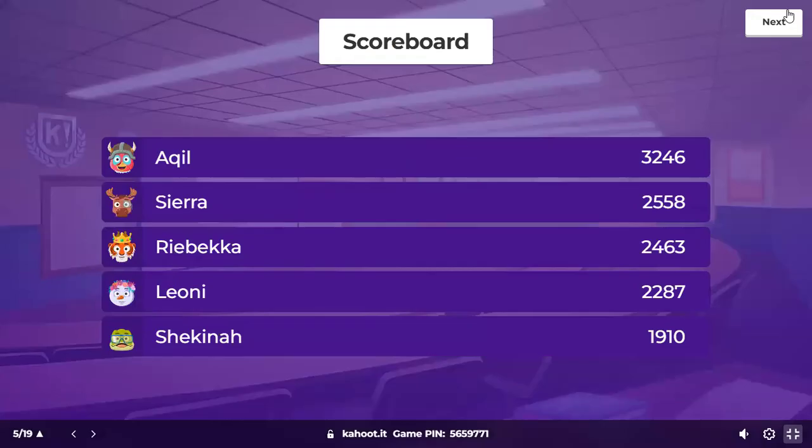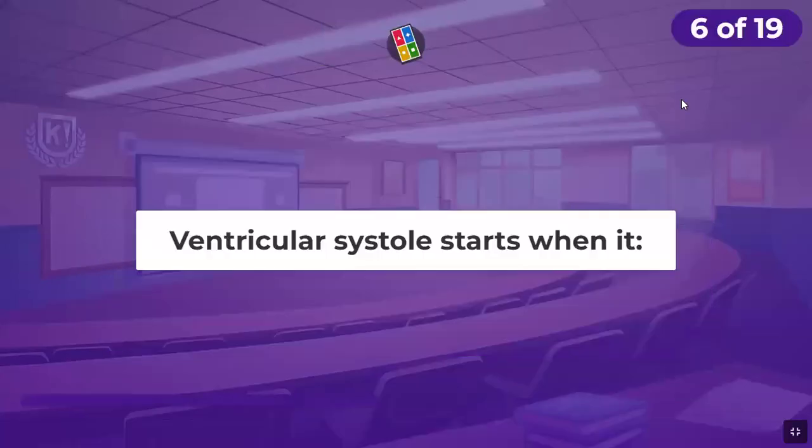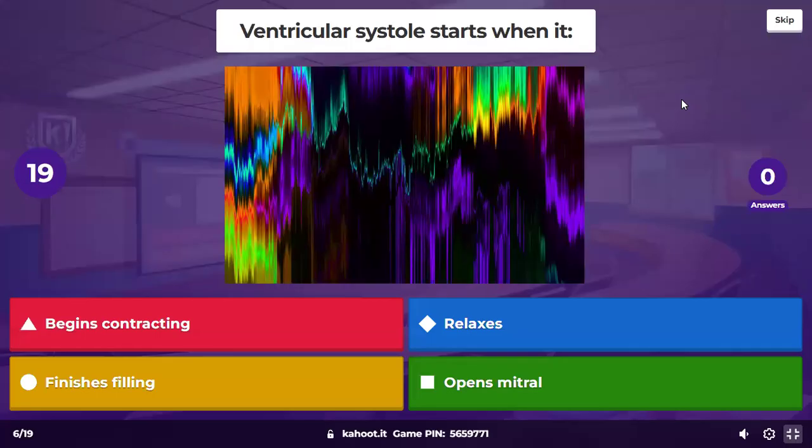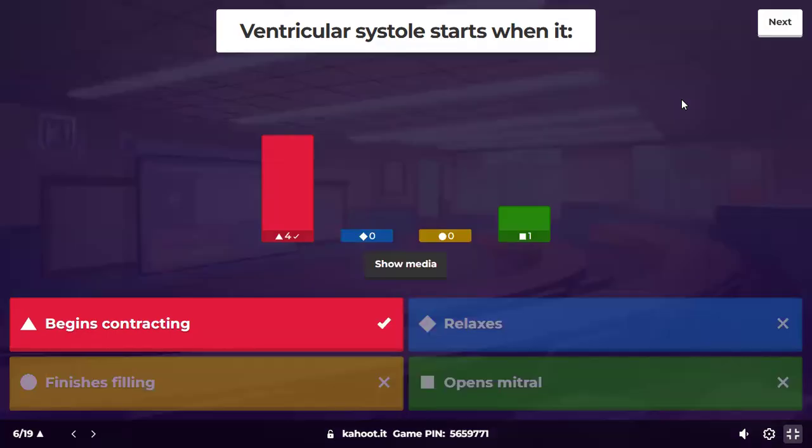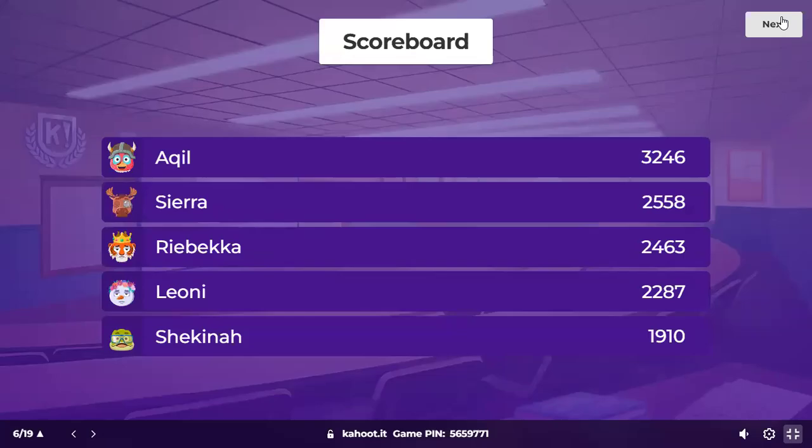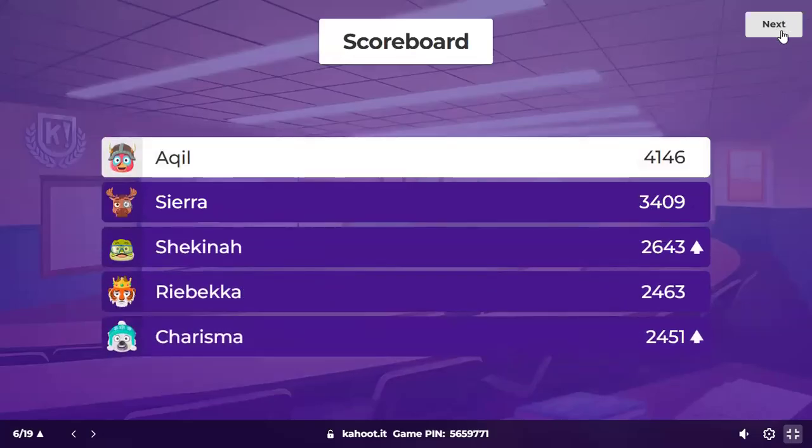Okay, cool. Number 6. Ventricular systole starts when, so the systole, this is contraction. Ventricular systole starts when it begins contraction, relaxes, or finishes. Yeah, you're right, it begins contracting. Very good, guys.